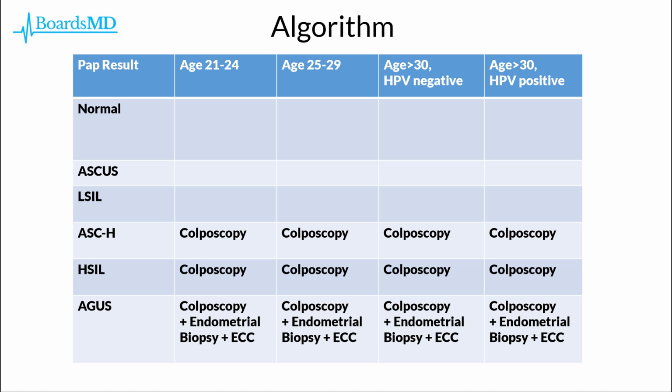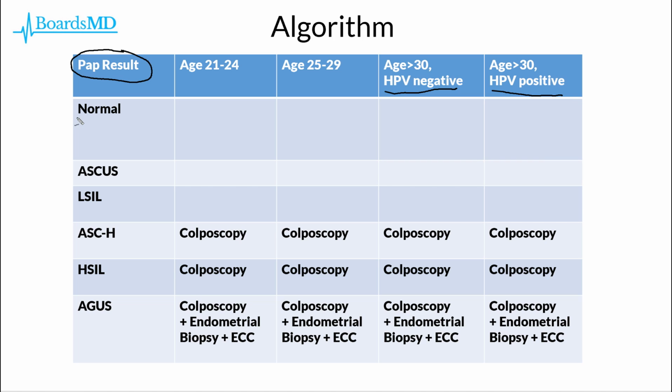Pictured on our screen, we now have an algorithm which allows us to determine the best course of management based on the patient's particular stage as determined by the Bethesda staging system. On the leftmost column, we have the Pap smear result, which again is going to be one of the various types from the Bethesda staging system. We can then split our patients into various age groups as well as status based on whether they are HPV negative or HPV positive.